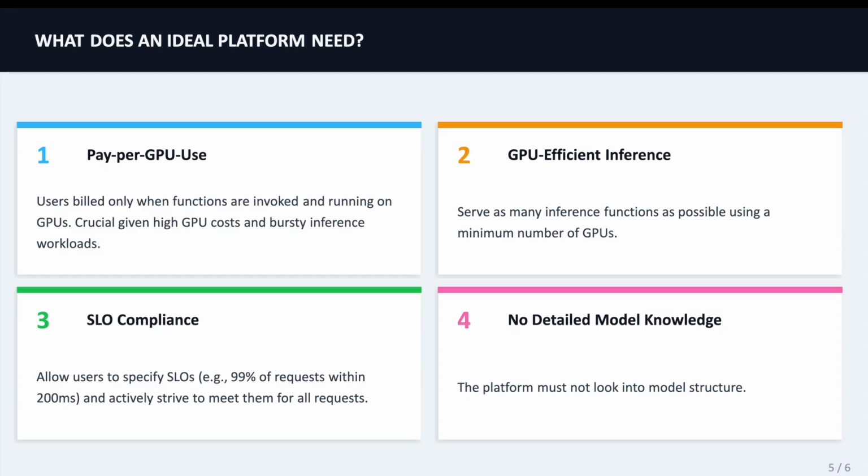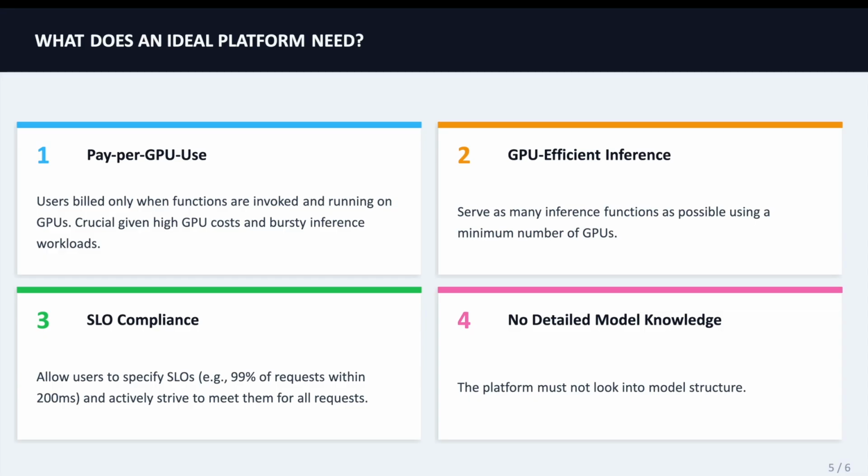So based on all of that, the authors actually spell out 4 requirements for what real serverless GPU platforms need, and they label them R1 through R4 in section 2.2. So R1, which is pay per GPU use, in the paper, essentially it's basically saying that you only pay when your function is literally running on a GPU, not when it's idle, and not when it's waiting.